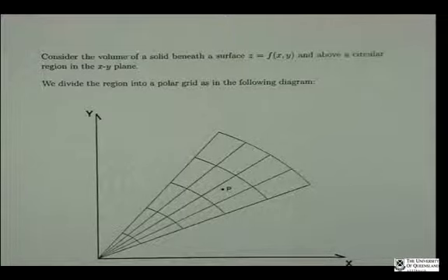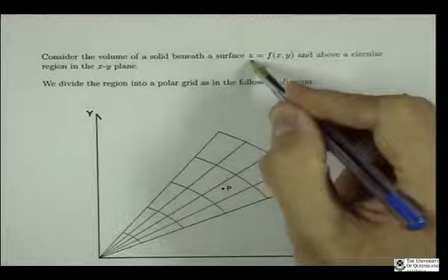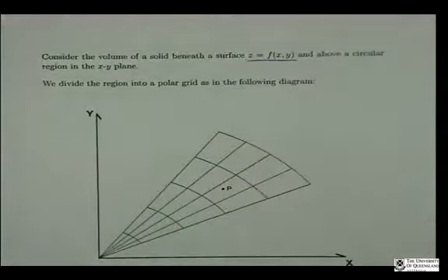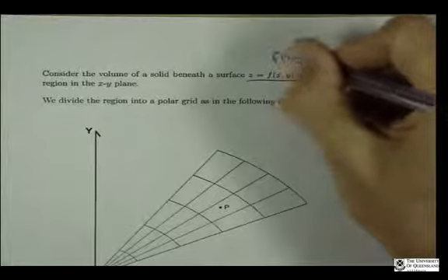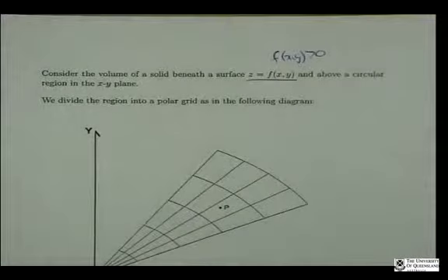Let's keep things simple. So we say let's consider the volume of a solid beneath the surface with equation z equals f of x and y. So we've got some function of x and y, but now for simplicity, we'll just assume that this function only takes on positive values over the domain that we're interested in. All right? Just to keep things simple at the start. Okay, and above some circular region or part of a circular region in the xy plane.